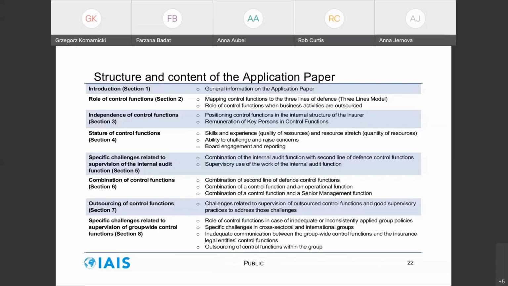In addition, there is a separate section focused on the internal audit function, and this is because we identified a number of specific challenges related to the supervision of the internal audit function, and so we decided that it would be helpful to address these in a separate standalone section. Most of the challenges described in this application paper apply to both insurance legal entities and insurance groups. But in addition, in Section 8, we covered issues that are specific to the supervision of group-wide control functions.